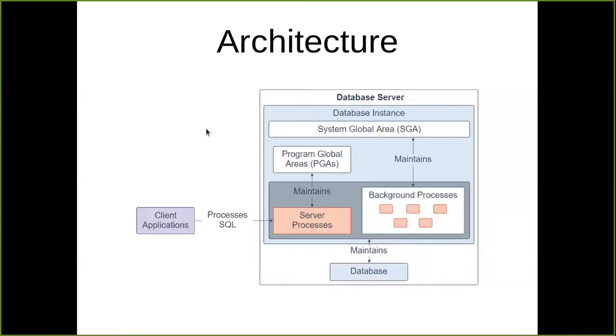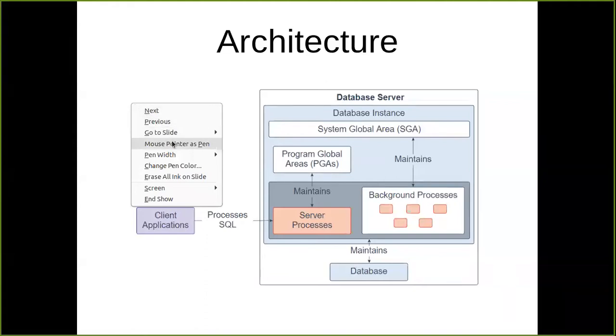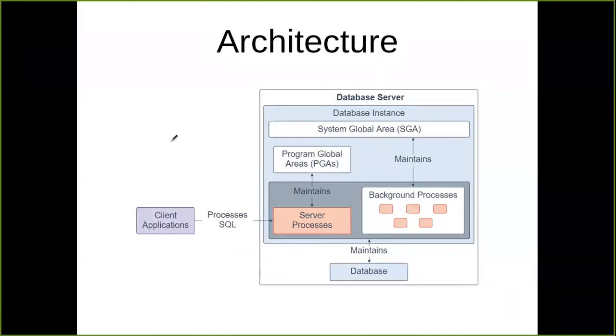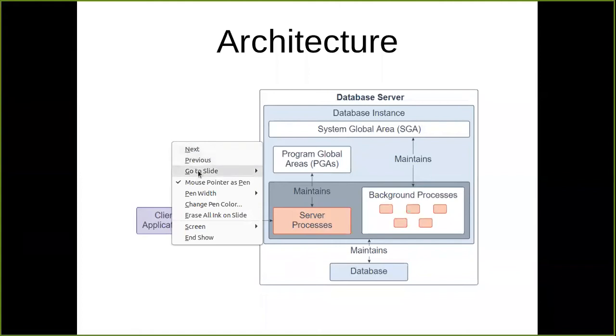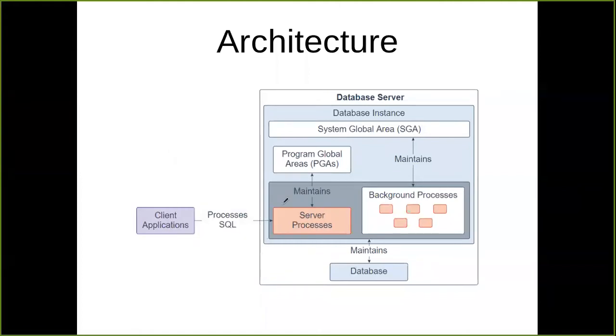Where we have covered that Oracle architecture is divided into two parts. One is the database instance and another one is the database itself. The instance further consists of two parts. One is the SGA, that is System Global Area, which is basically all memory, and another is the background processes.